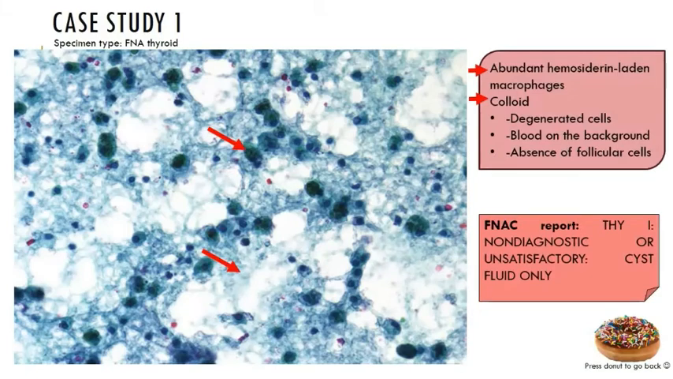This smear shows abundant hemosiderin-laden macrophages and colloid. The diagnosis is Type 1, non-diagnostic or unsatisfactory.